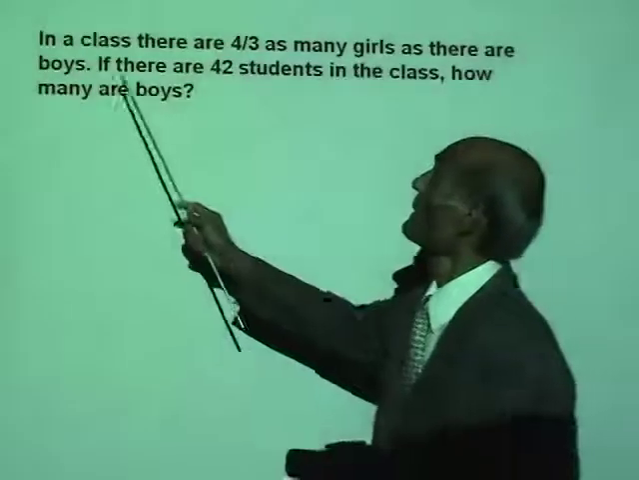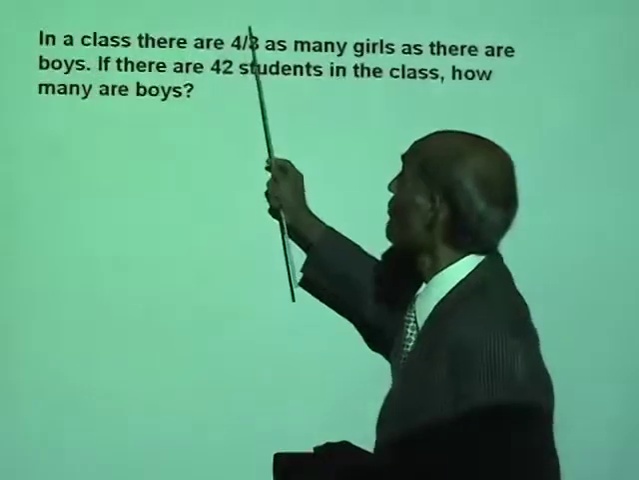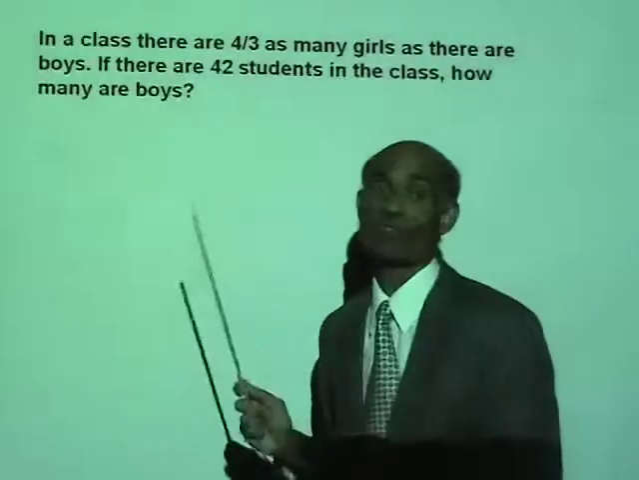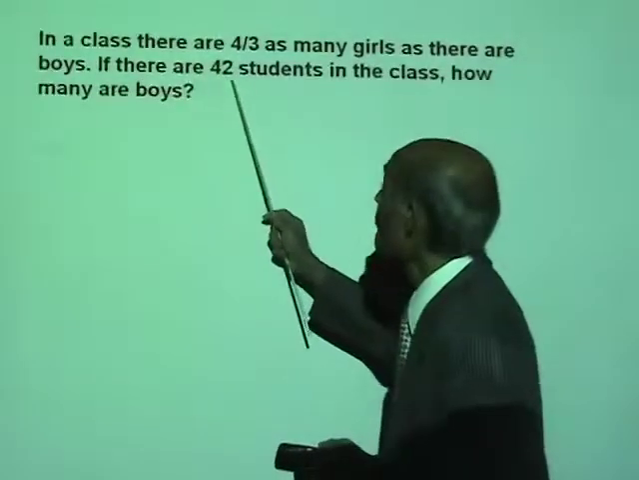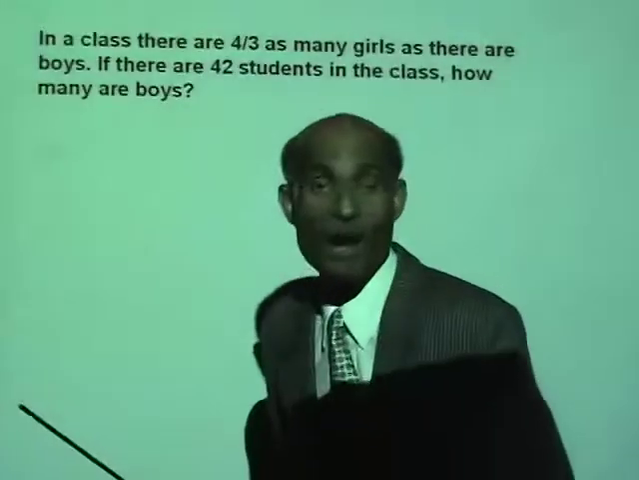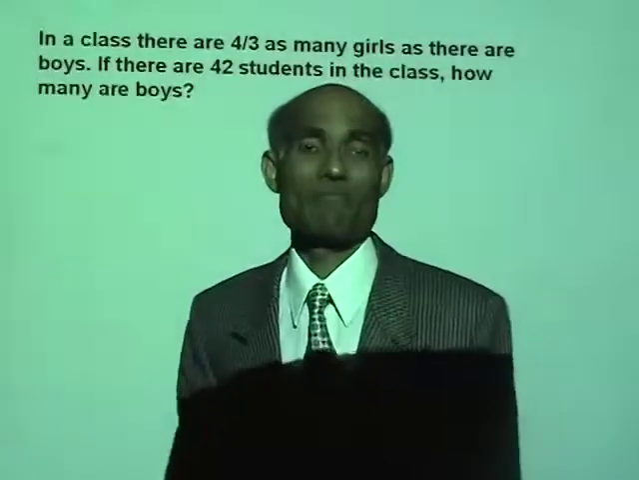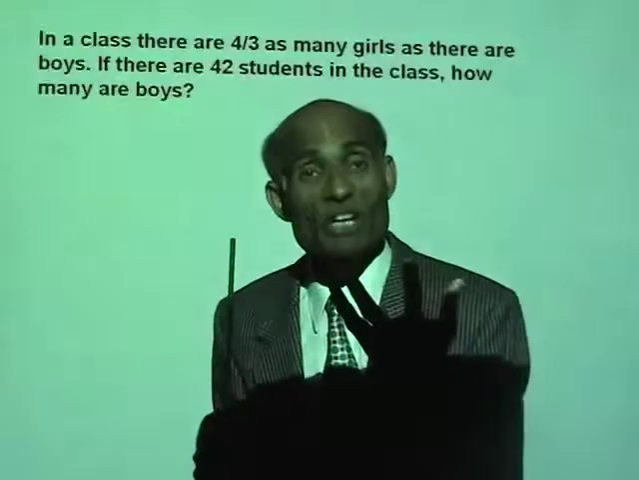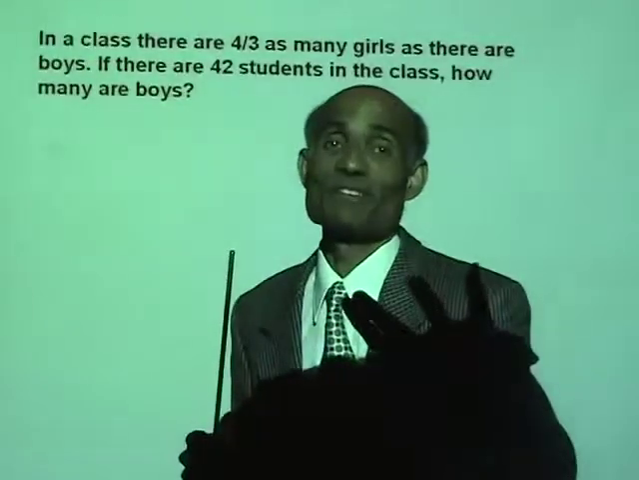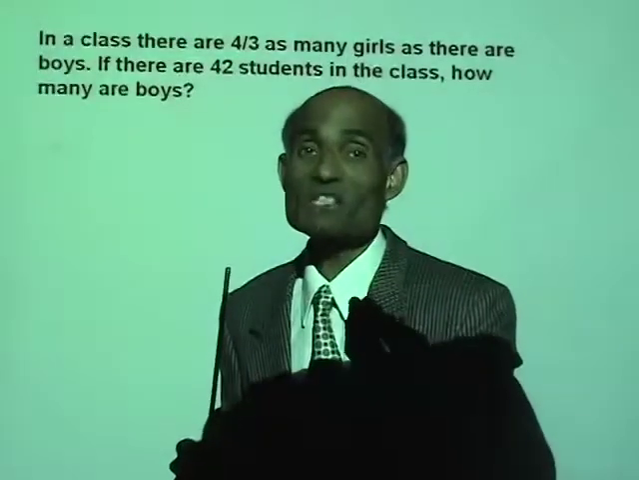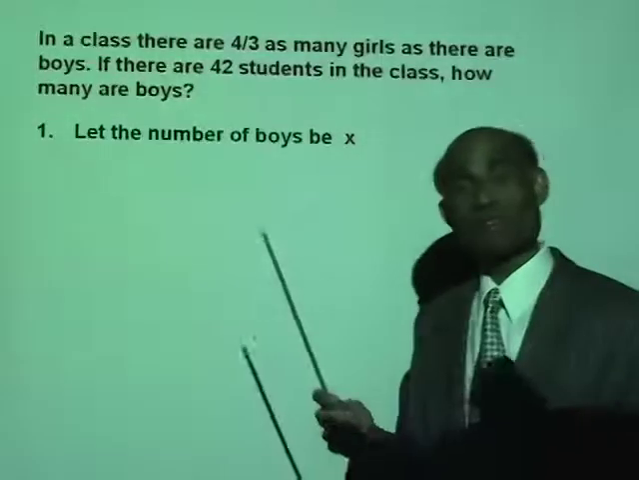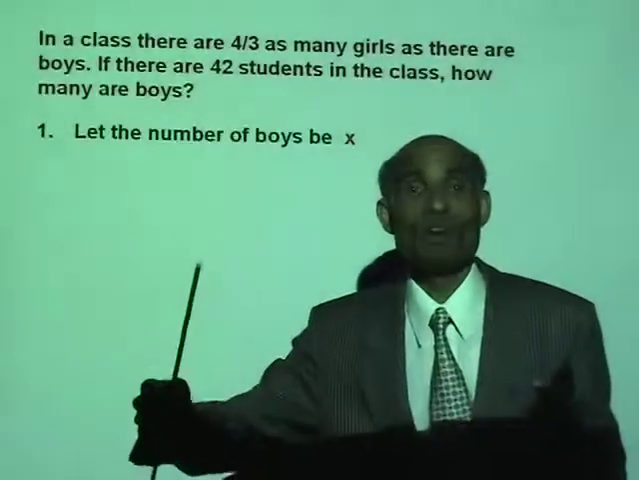Another one. In a class, there are 4/3 as many girls as there are boys. If there are 42 students in the class, how many are boys? Well, again the method is, we have been asked to find the number of boys. So how do we start? We start by saying, let the number of boys be equal to x. That is the method.